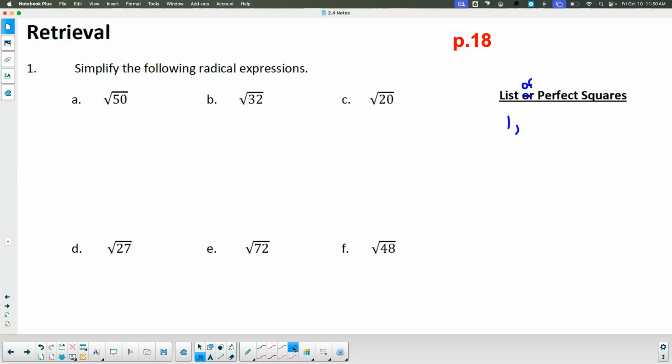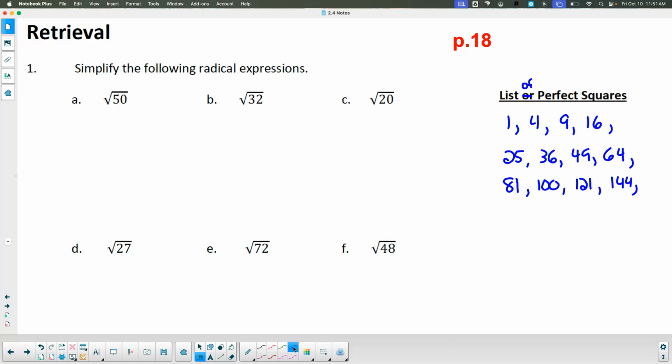1 is a perfect square. 4 is a perfect square. 9, 16, 25, 36, 49, 64, 81, 100, 121, 144, 169, 196, 225. Those are your first 15 perfect squares.